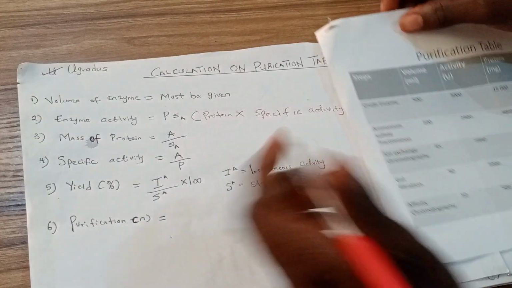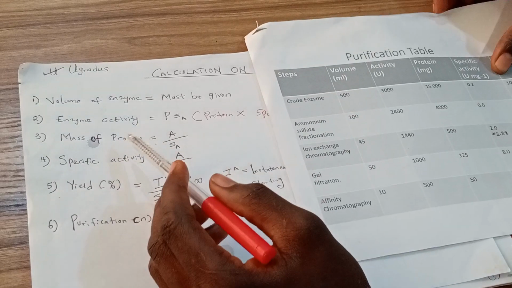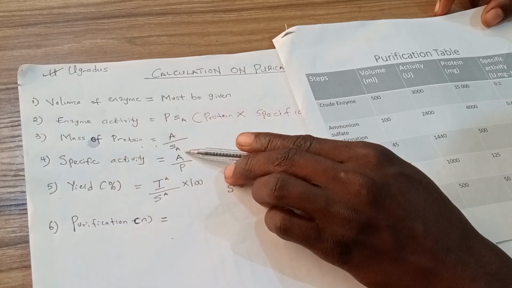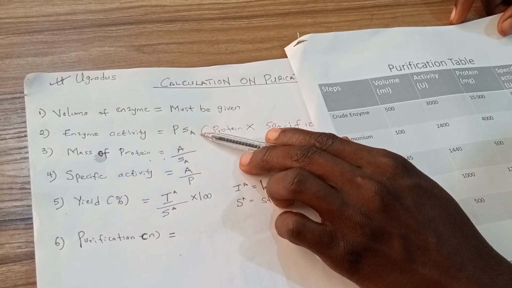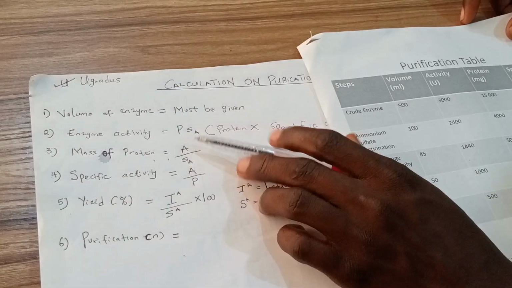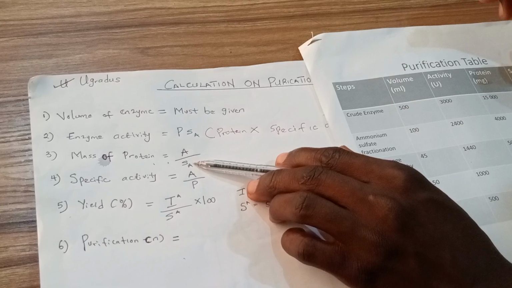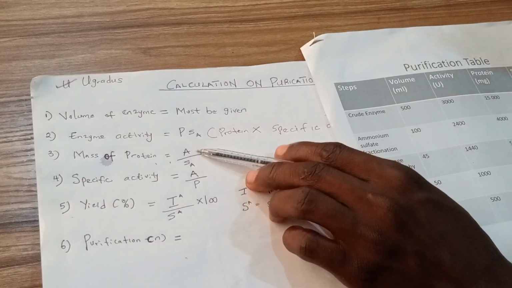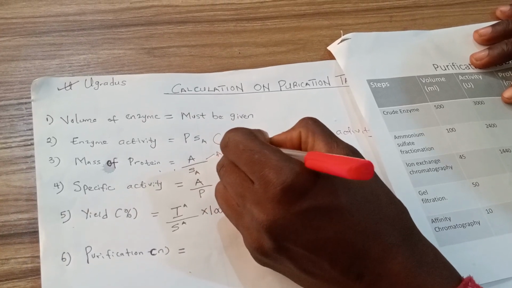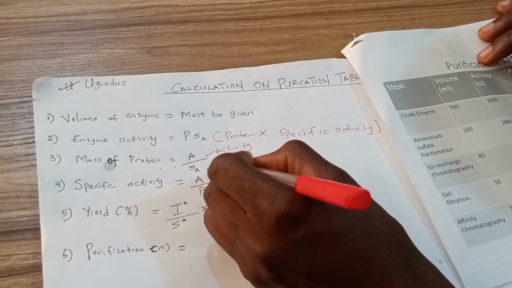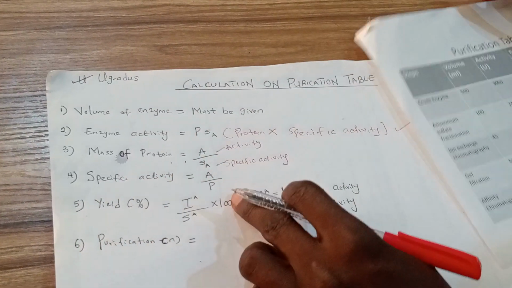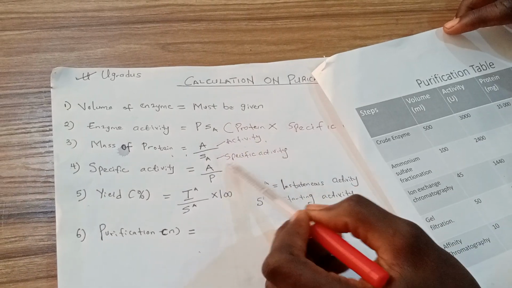So let's move to the next one, which is mass of protein. How can you calculate the protein in a purification table? The formula here, as you can see, is A all over SA. I've already used SA here before. SA means specific activity, while A means activity. There's a difference between activity of an enzyme and specific activity, in that one is more specific, while the other one is not specific. So according to this formula, whenever you have to look for mass of protein, just divide your activity by your specific activity.